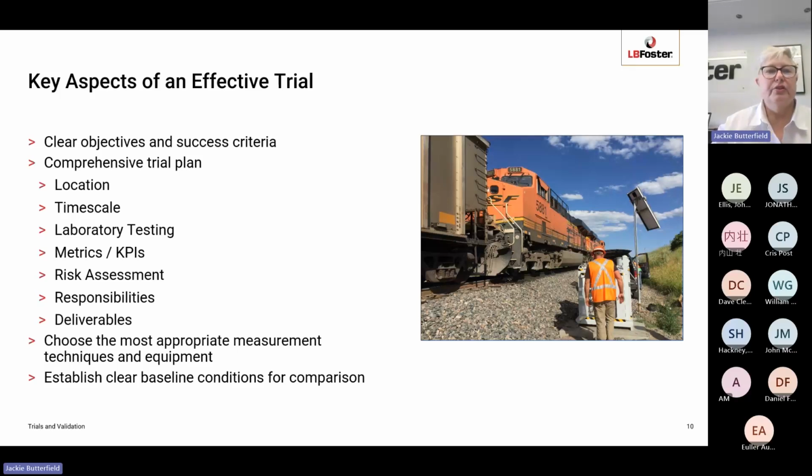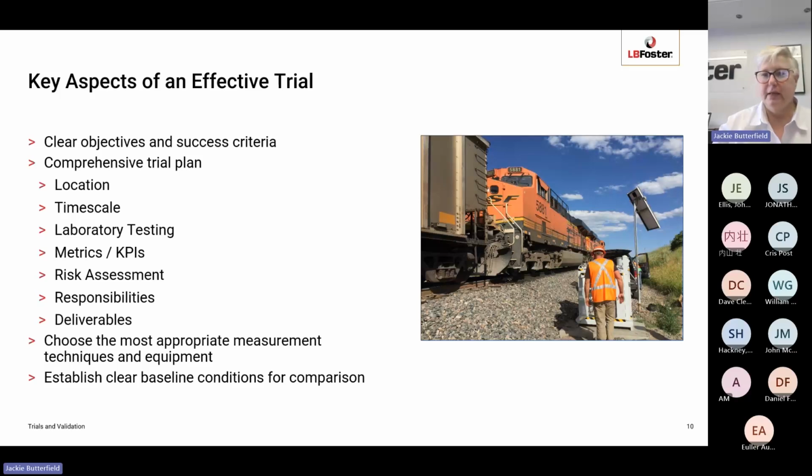The trial plan should also include details of how you're going to measure, so what metrics or key performance indicators you're going to be looking for during the trial. I haven't got it on this list, but really you should also consider creating a risk assessment for the trial, considering not just the health and safety of the personnel that are going to be taking the trial, but also addressing the technical risks of the trial as well. So what would happen if the trial does not go to plan for whatever reason?